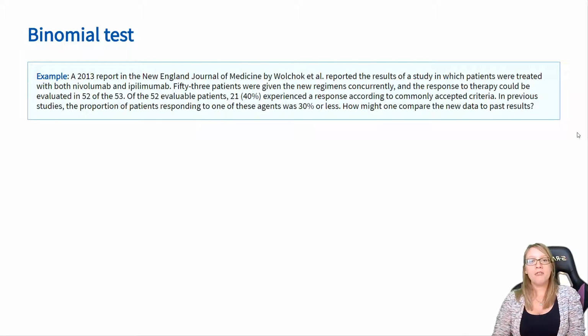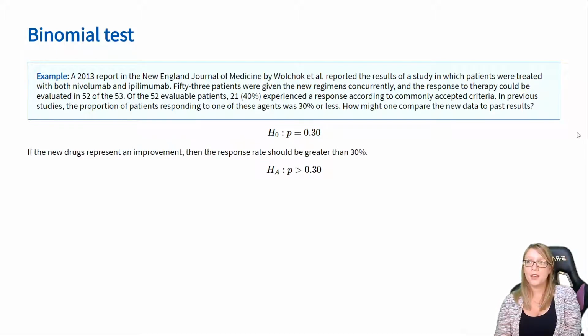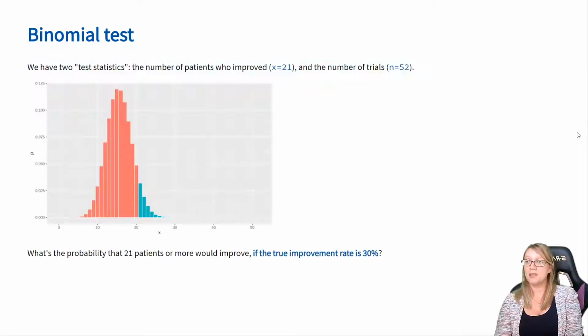So let's take a look at our report from the New England Journal of Medicine. Does it look like these new treatments are effective or helpful in treating our patients? So starting with our null hypothesis, previous results showed that about 30% of patients would be expected to have improvement of symptoms. So we'll plug that past result into our null hypothesis, so p is equal to 30%. If these new drugs are truly representing an improvement, then we should see an increase in the response rate. We should see more than 30% of patients have an improvement of symptoms.